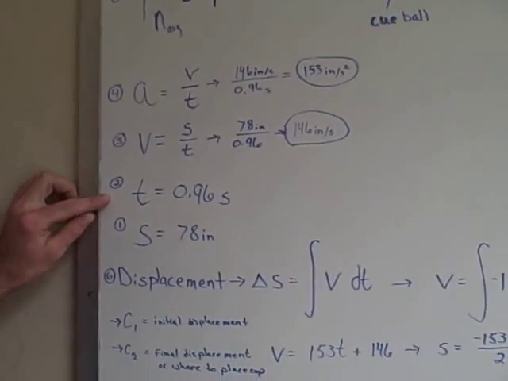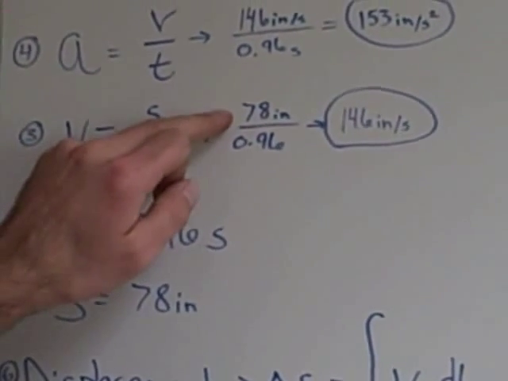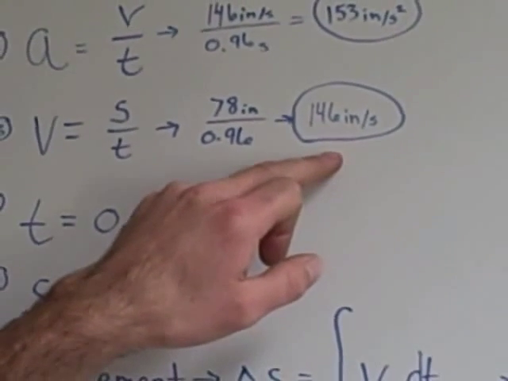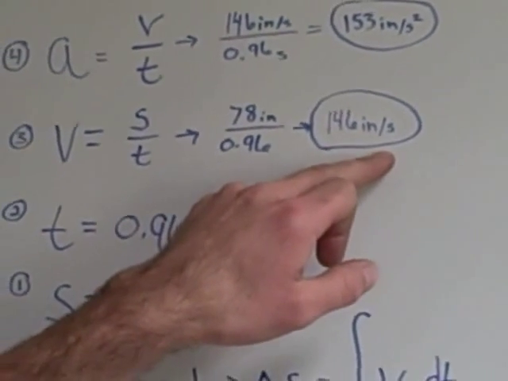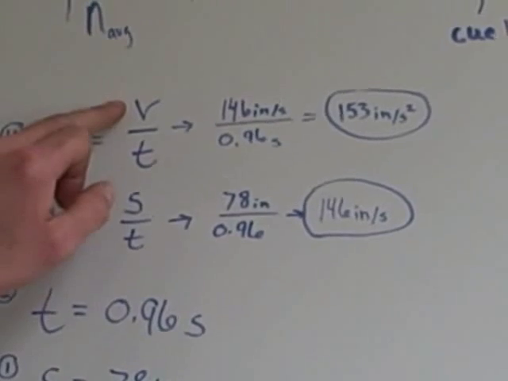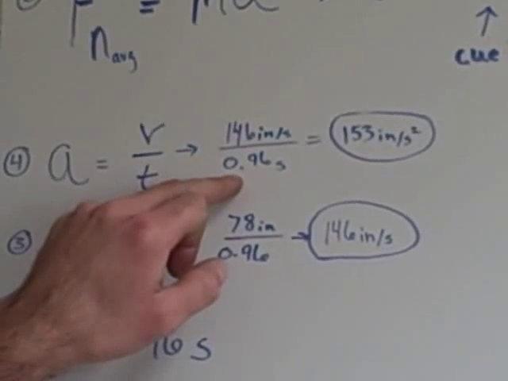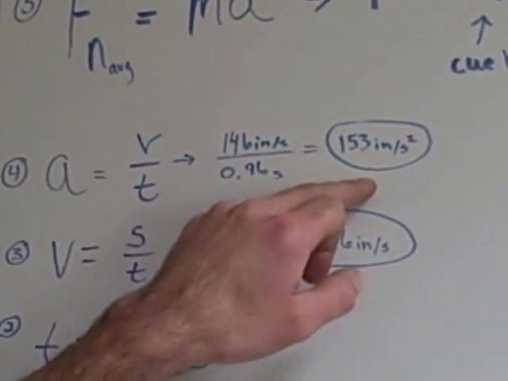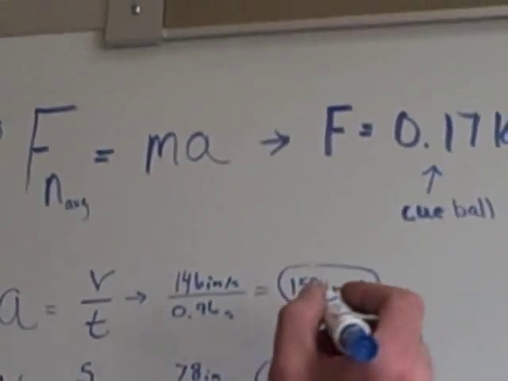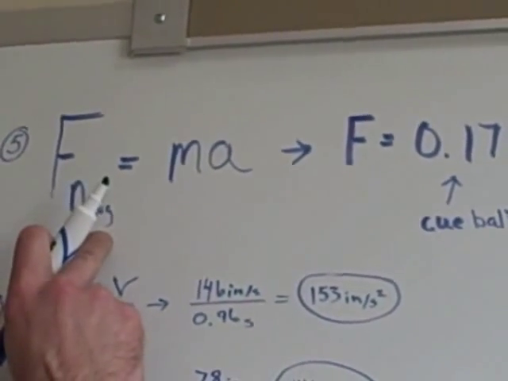seconds. Then we can figure out our velocity, because it is distance over time, which is 78 inches over 0.96 seconds. Therefore we have a velocity of 146 inches per second. Then we need to figure out our acceleration. A equals velocity over time, which is 146 inches per second divided by 0.96 seconds, so our acceleration equals 153 inches per second squared.